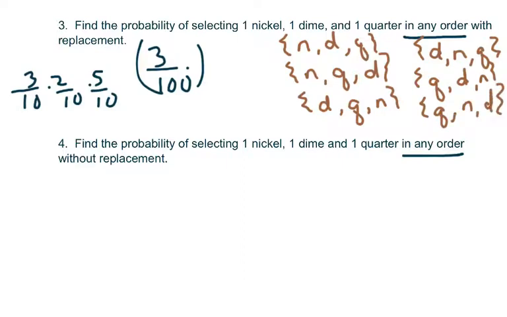So if I do any order, I have to multiply this by 6. When they talk about any order, what you're really talking about is 3 factorial, since there's 3 items. So all you need to do, especially if it gets bigger, you don't want to write all this out. If it talks about any order, you're going to use 3 factorial, which we recall as 3 times 2 times 1.